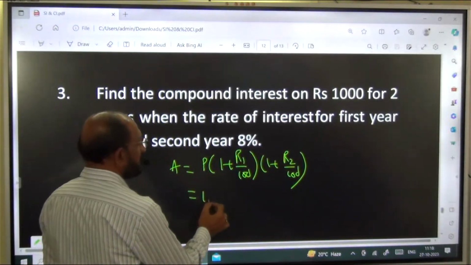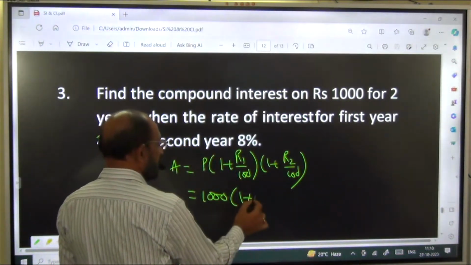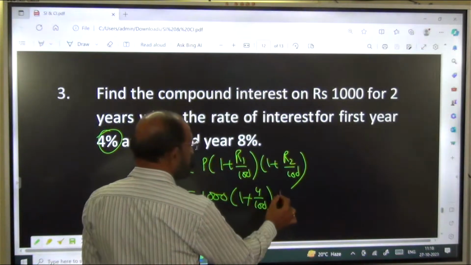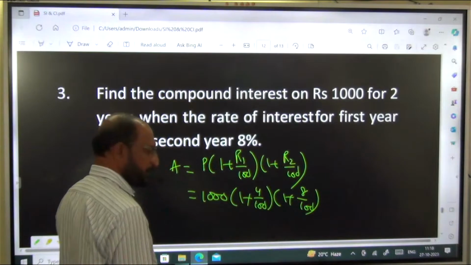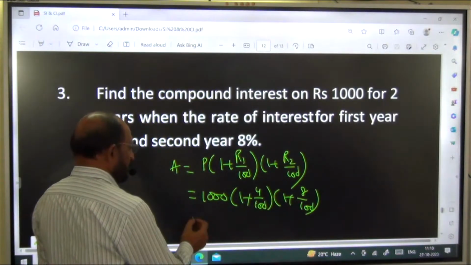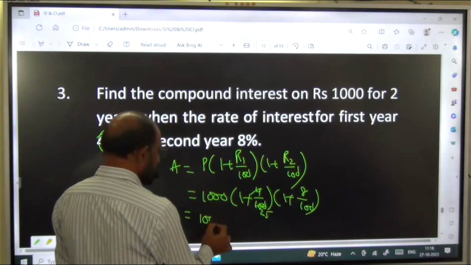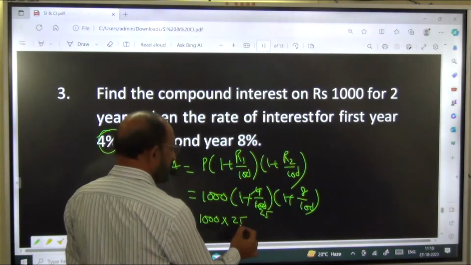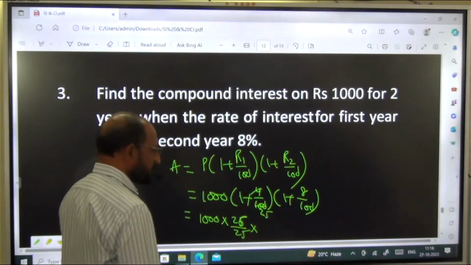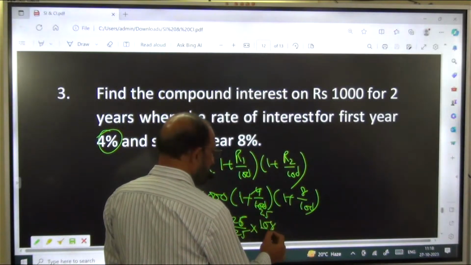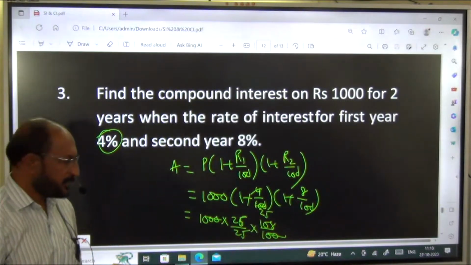Substitute the formula. 1000 into 1 plus rate 1, how much? 4%, so 4 by 100, into 1 plus 8 by 100. This is the first year, this is the second year. 4 ones are 4, 25 plus 1. 1000 into 26 by 25 into 108 by 100. Because of two zeros cancellation you can take that.